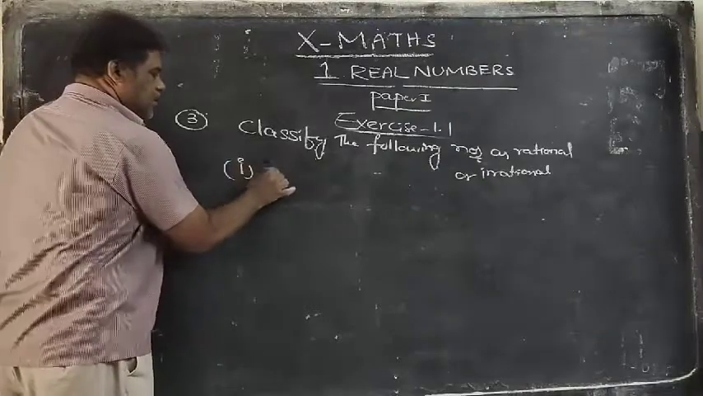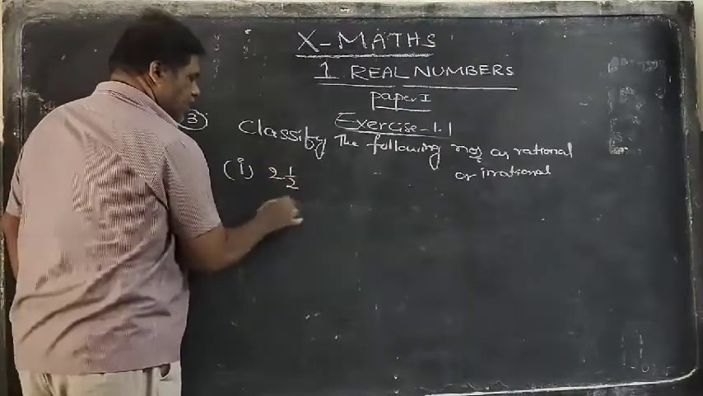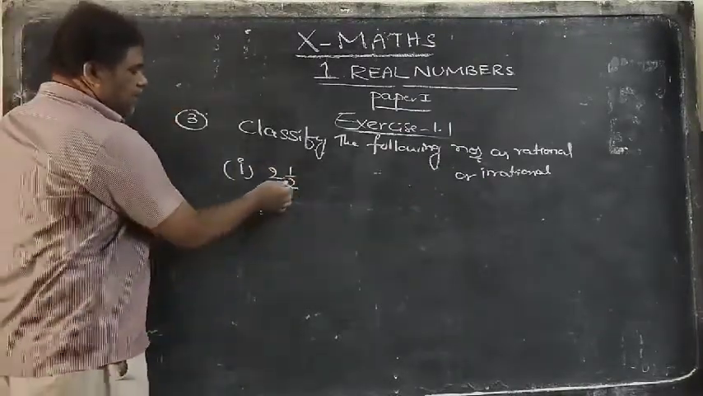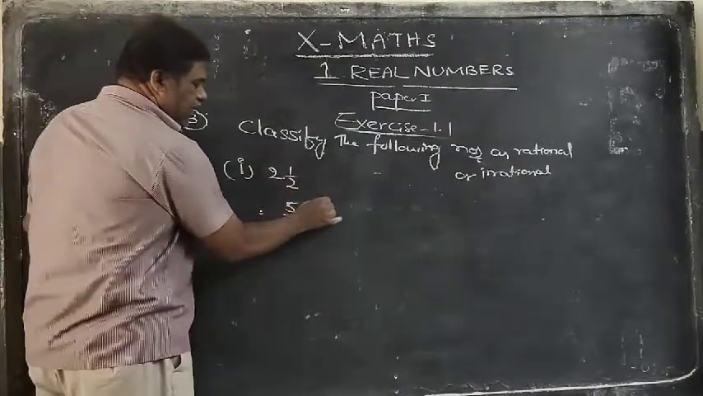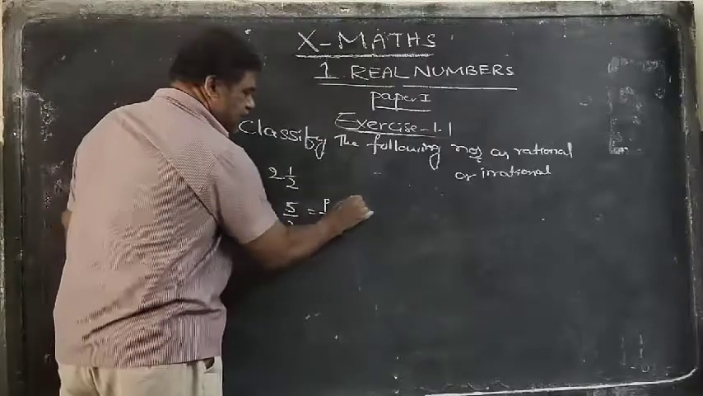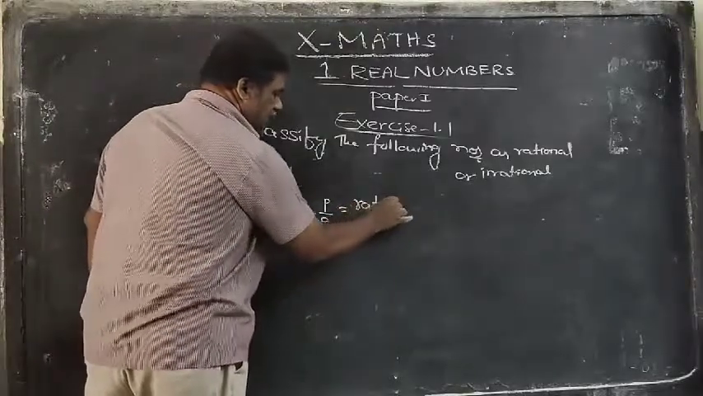First one, 2 1 by 2. 2 1 by 2 means 2 2s are 4, 4 plus 1, 5 by 2. If a number is in P by Q form, then it is a rational number. So it is a rational number.